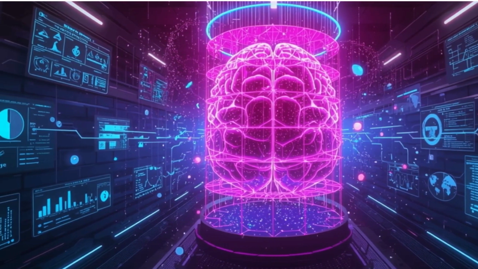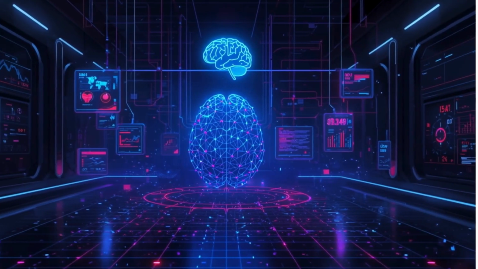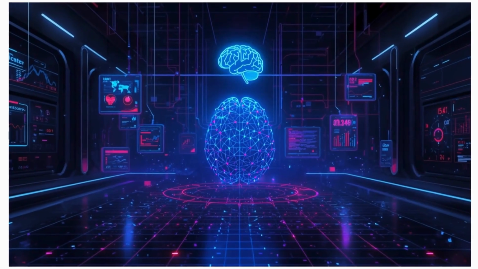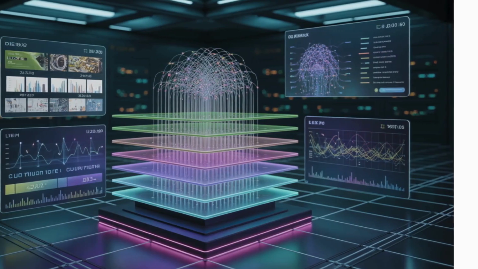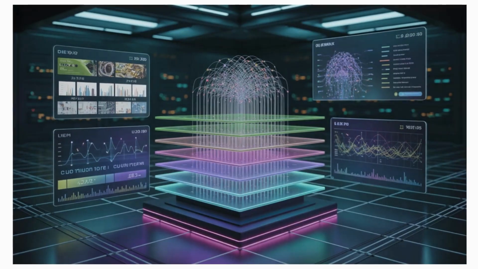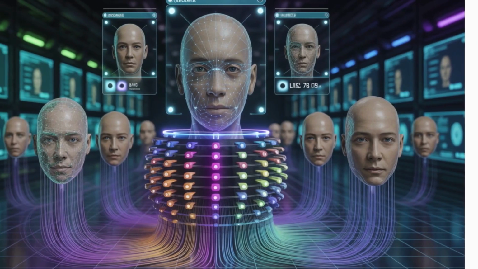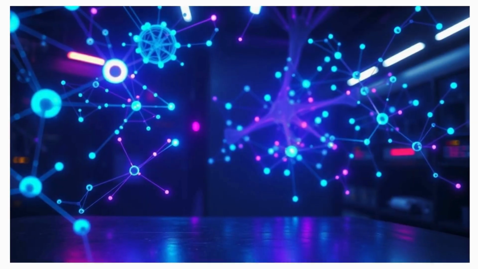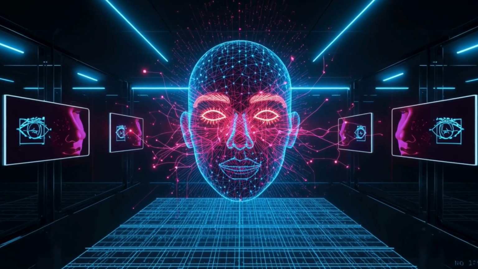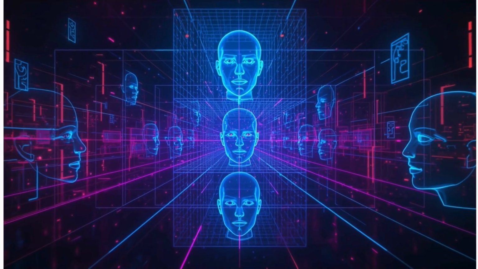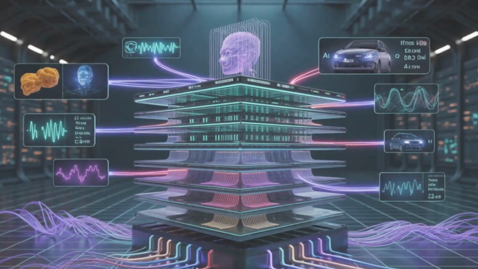That's called deep learning. What is deep learning? Deep learning is a special type of machine learning. It uses structures called neural networks, inspired by the human brain. Now don't worry, this isn't as scary as it sounds. A neural network is basically a system of connected layers that process information. Each layer extracts more complex patterns from the data. For example, imagine a neural network trained to recognize faces. The first layer might detect edges and lines. The next layer might detect eyes and noses. The next layer identifies faces. This layered approach allows deep learning models to handle very complex problems.